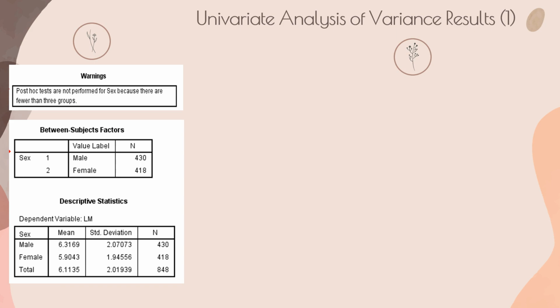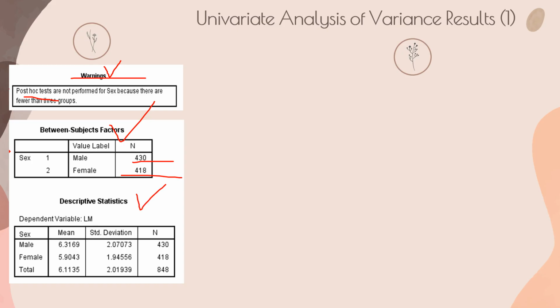That's the result right here, okay? When you leave today, I hope you can finish the same thing I did here, okay? So you will see the first one is about the warnings. The post hoc tests are not performed for sex because it has less than 3 groups, okay? So there is one warning right here. And between-subjects factors, male is 430, okay? Female is 418.